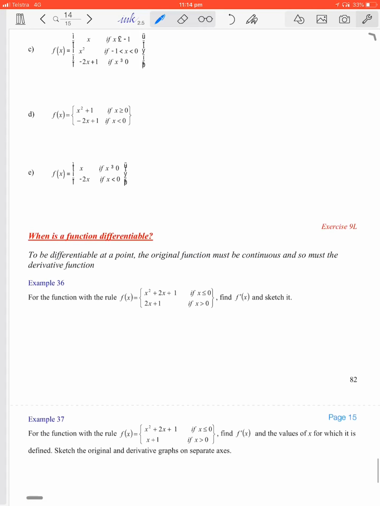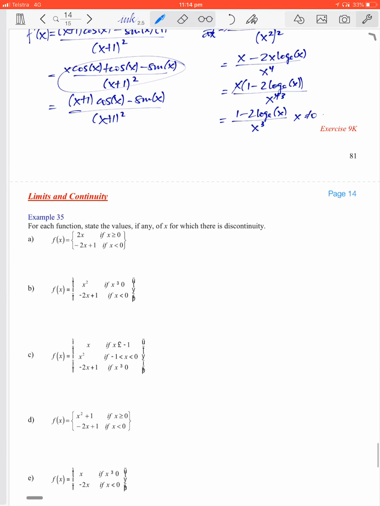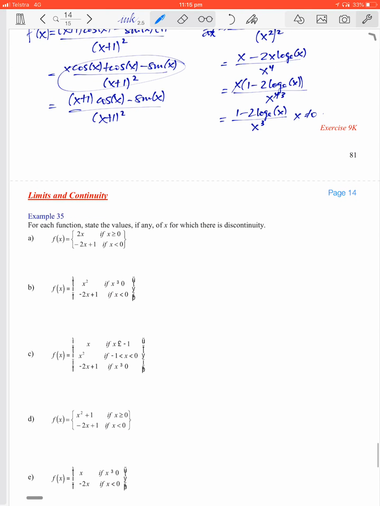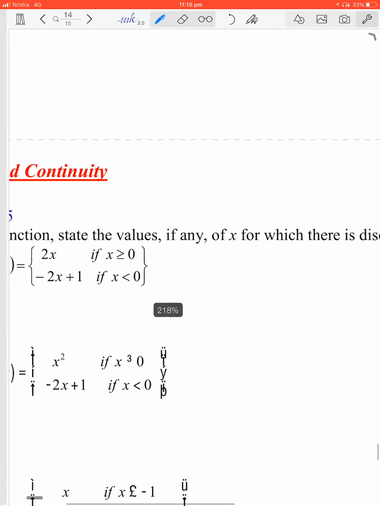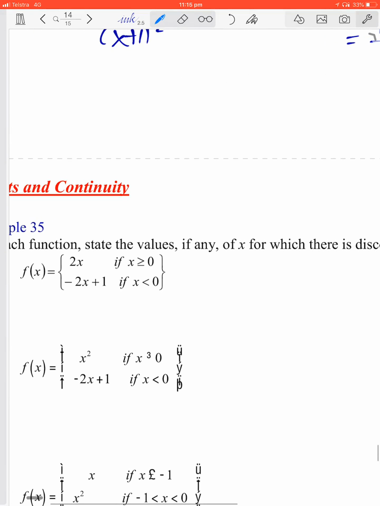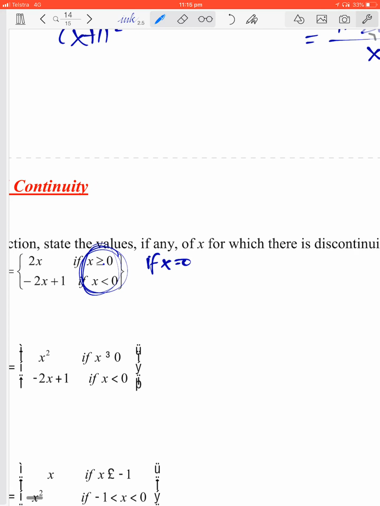Okay, so this is the last stuff of the chapter, and it's called limits and continuity. So we know what limits are because we looked at them before, but trying to work out whether something is continuous or not, we need to work out whether if we graph this function, it would join up. So if we look at this thing here, I've got a function, 2x and negative 2x plus 1. The point we really need to look at is 0. If x equals 0, we get the top one.